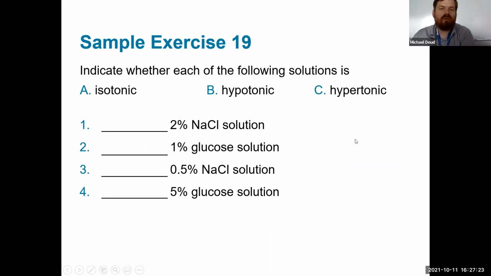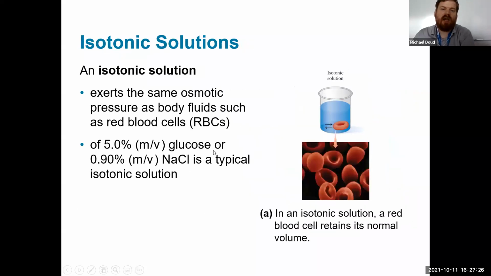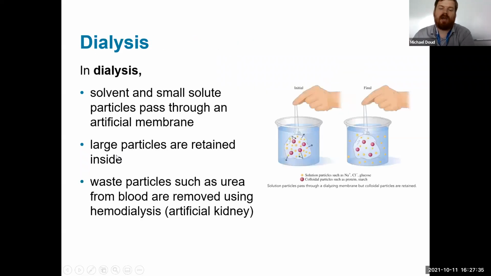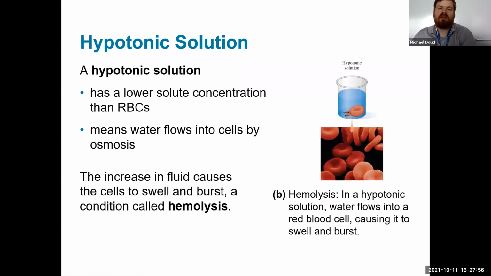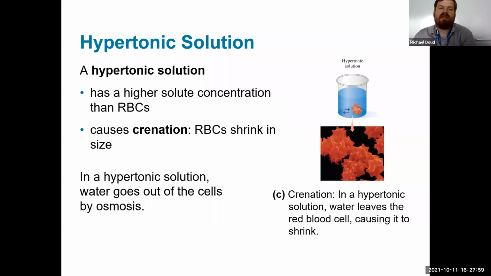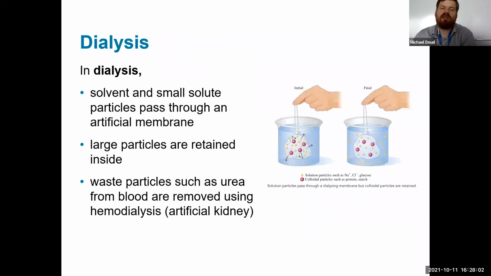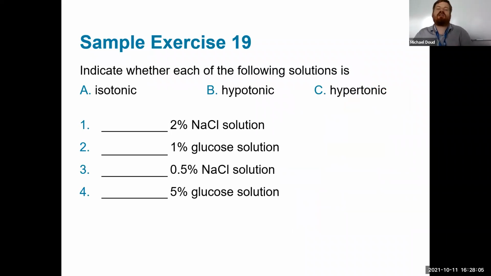Okay, so, I guess I should have emphasized here real quick. An isotonic solution is 5.0% mass over volume glucose and 0.90% mass over volume sodium chloride. Okay, so given all of that, which of these are isotonic, hypotonic, or hypertonic? We have 2% sodium chloride, 1% glucose, 0.5% sodium chloride, or 5% glucose. Again, isotonic is in line. Hypotonic means lower concentration than the blood. And then finally, hypertonic means higher concentration than your blood cells. So go ahead, give it a shot.